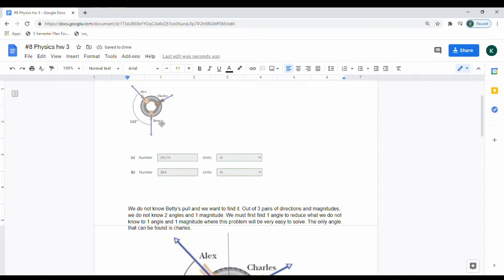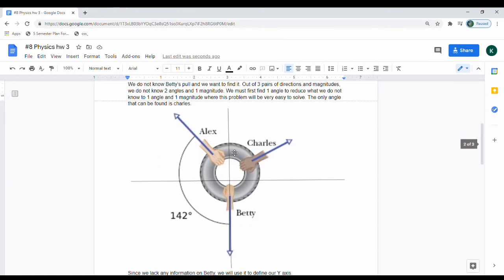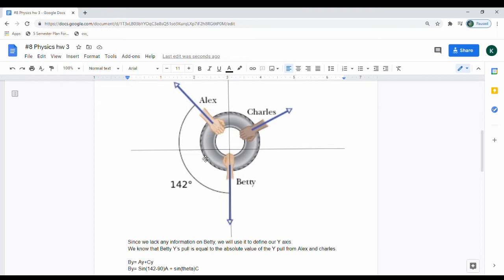However, we know if we were to keep the graph like this, Betty is only pulling in the y direction. So if we could figure out what Alex and Charles's y pull is, we could figure out Betty's, because since it's not moving, Alex and Charles's pull in the y direction must be equal to Betty's pull. So how do we find Alex's and Charles' pull? Well, I just put it down here just for reference.